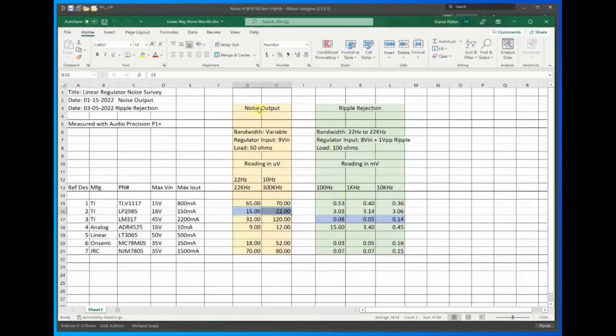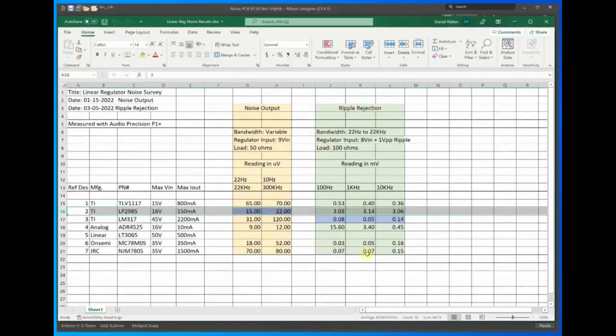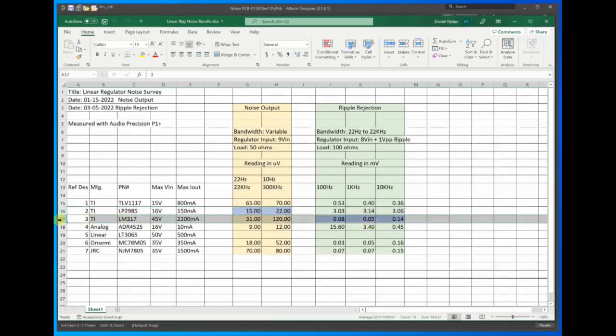Here are the results. The results in tan are from the previous video, and that is the noise output of the regulator. And just to summarize, we found that the LP2985 basically had the best performance for a general purpose regulator if we discount the voltage reference part. As we can see in the green, which is this video, where we are testing the ripple rejection, the LP2985 performed the worst, which is interesting. The best all-around performance, I would say, for this video, ripple rejection, was the LM317.